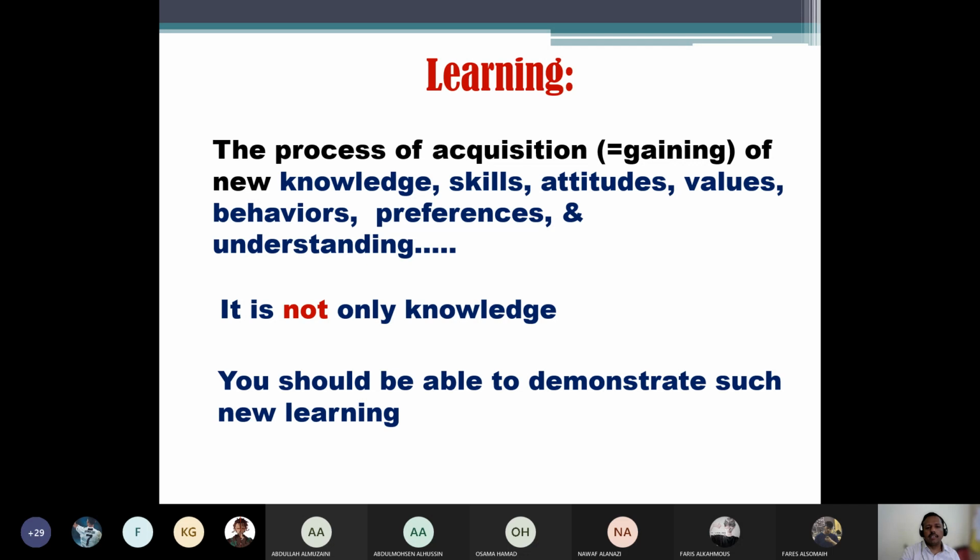Your way of thinking will change. It is not only knowledge. You should be able to demonstrate such new learning. Learning is when you get all the things, not only knowledge but other things also. It is called learning.